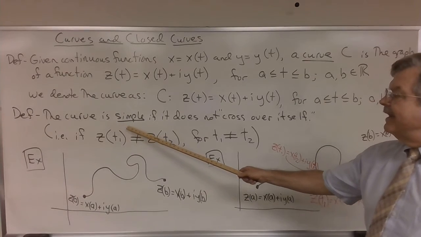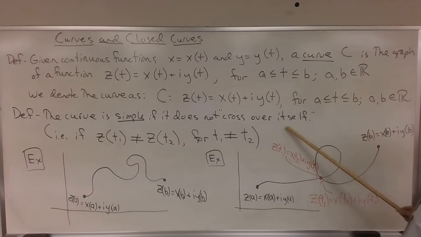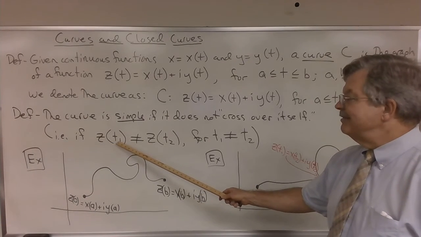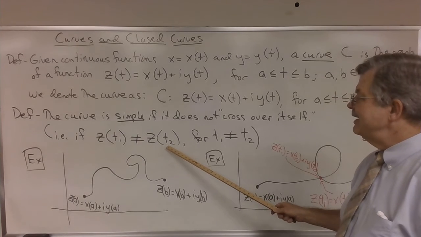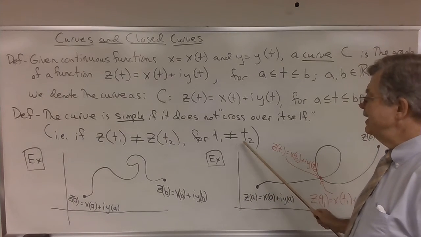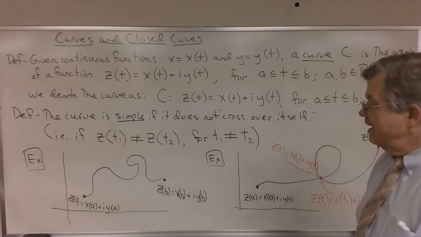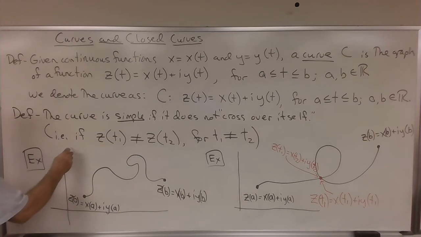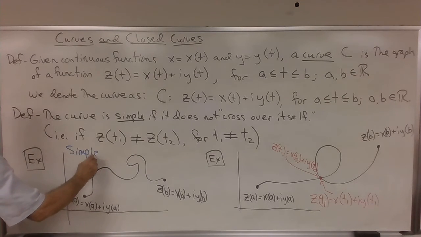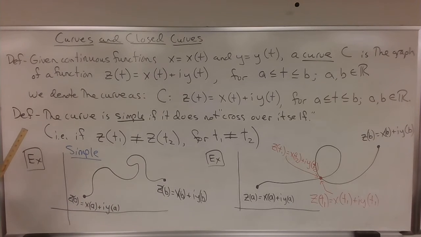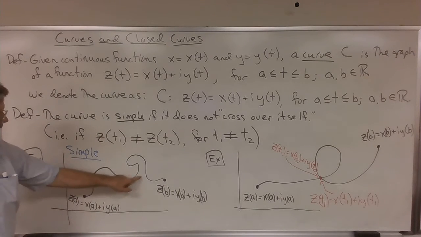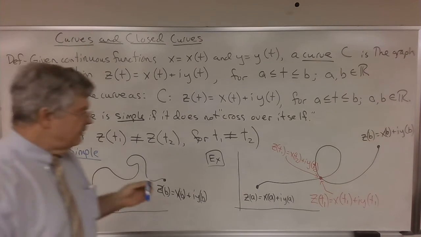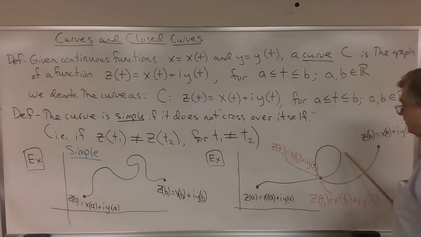We have the curve defined as being simple if it does not cross over itself. In other words, z evaluated at t1 is not equal to z evaluated at t2 if t1 and t2 are different numbers. So here we have a simple curve, because at no point does the graph actually intersect itself. We can't say that in this second case.